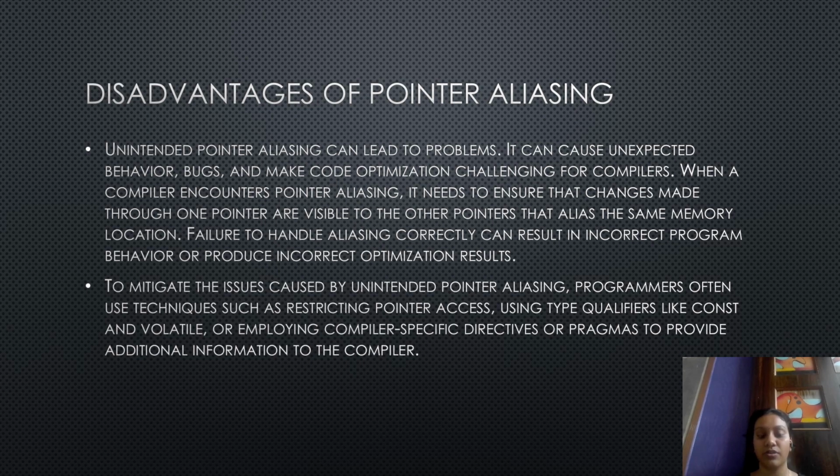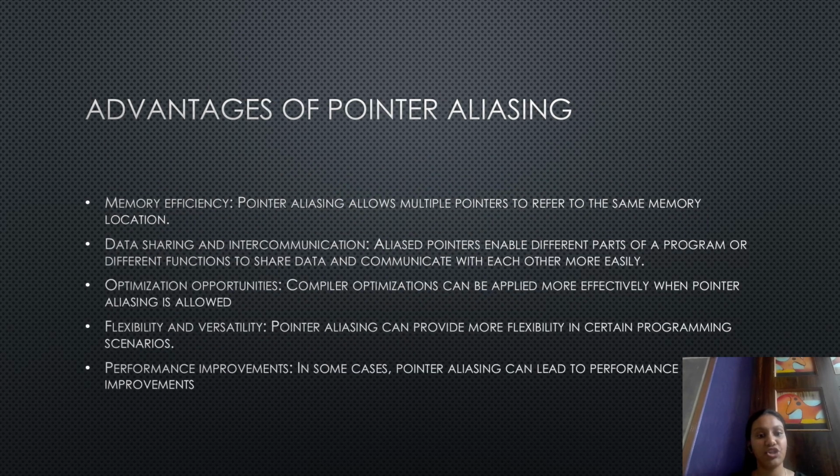To mitigate the issues caused by unintended pointer aliasing, programmers often use techniques such as restricting pointer access, using type qualifiers like const and volatile, or employing compiler-specific directives or pragmas to provide additional information to the compiler. Advantages of pointer aliasing. There are many advantages of pointer aliasing. Some are memory efficiency, data sharing and intercommunication, optimization opportunities, flexibility and versatility, performance improvements.